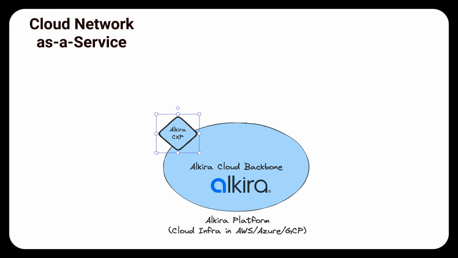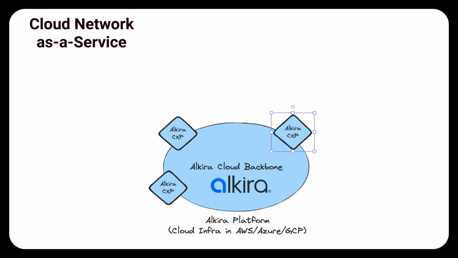The key element of the platform is an Alkira Cloud Exchange Point, or CXP. CXPs provide advanced enterprise global routing and security service insertion capabilities. The second key element is an Alkira portal that serves as a single management interface for the entire platform.